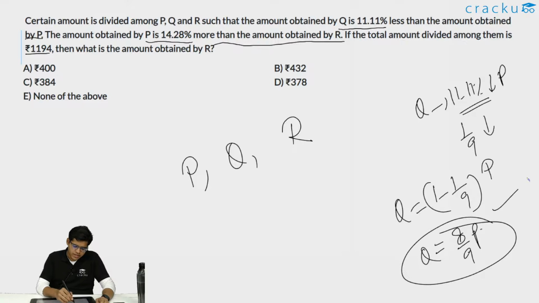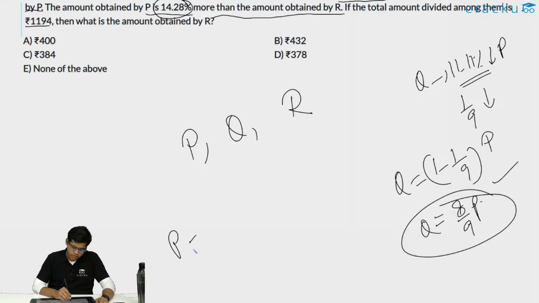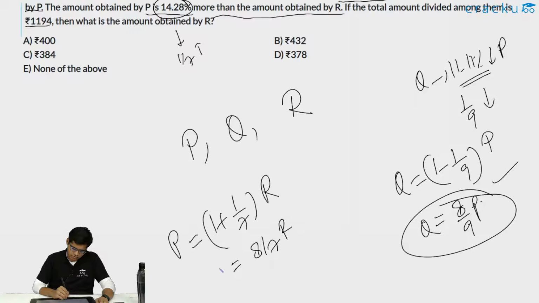And the amount obtained by P is 14.28% more than the amount obtained by R. So the amount obtained by P is what? Now what is 14.28%? It is 1 by 7 increase. So it is 1 plus 1 by 7 times the amount obtained by R. So P equals 8 by 7 R, right?